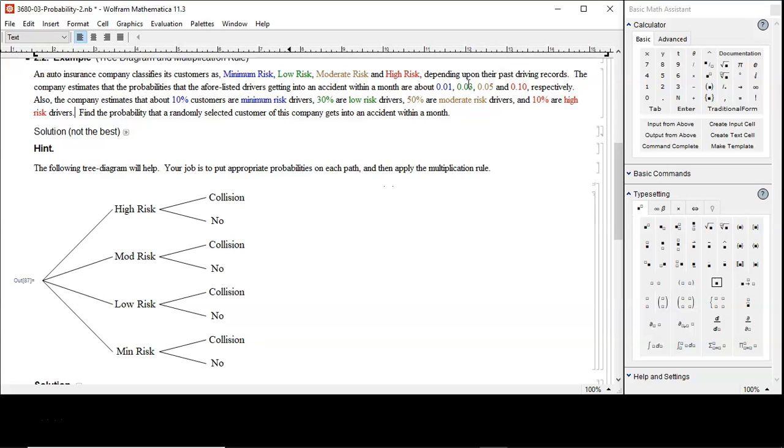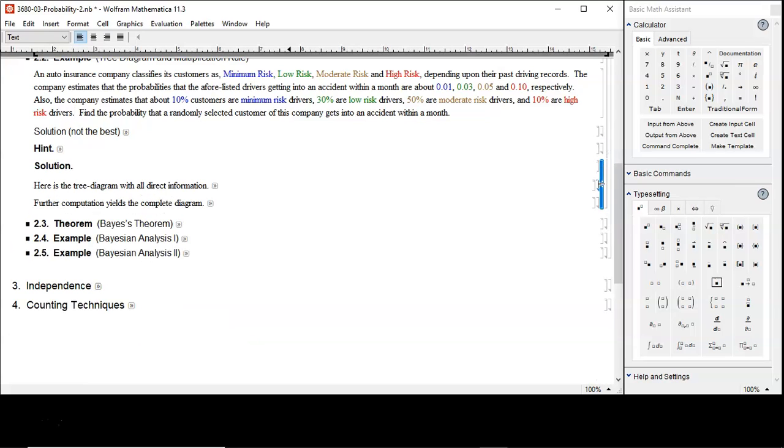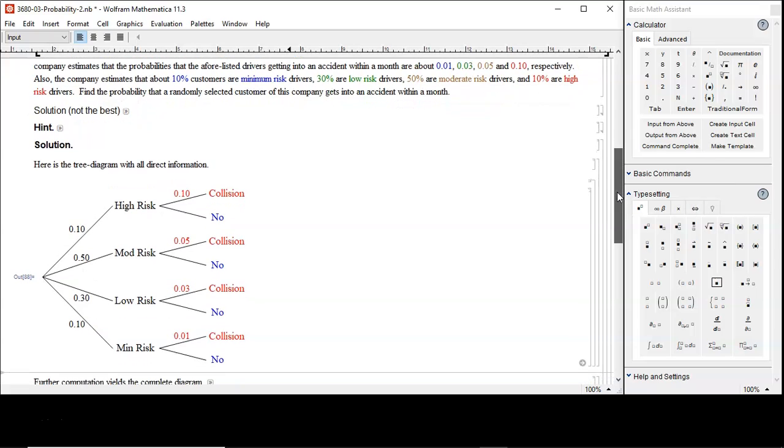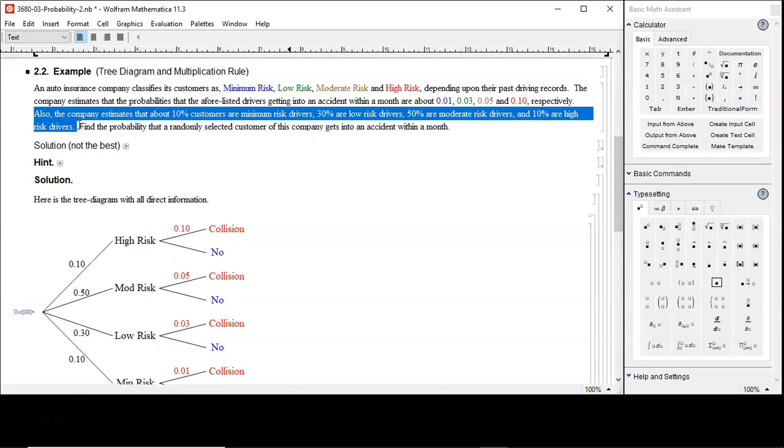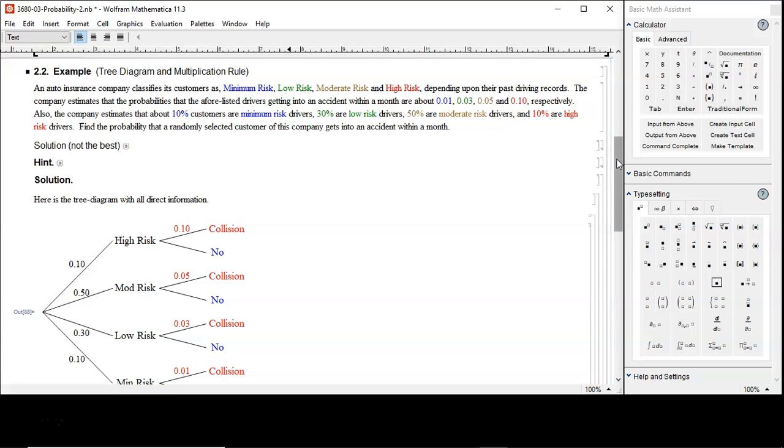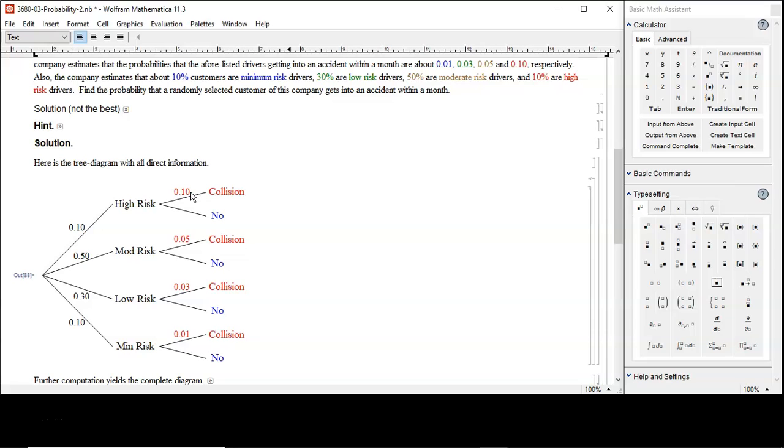And now if you put all these numbers into this tree diagram, you're going to get this. Let's see. Minimum risk, 10%. Low risk, 30%. Moderate risk, 50%. High risk, 10%. Yes, those are straight up probabilities. Basically the first draw. And then for each, the second draw, collision or no collision. 10% chance of collision for high risk, 5%, 3%, and 1% respectively. And thus, the other 90% no collision, the other 95% no collision, the other 97% no collision, and the other 99% no collision. You can get complement probabilities here as well if you want to.